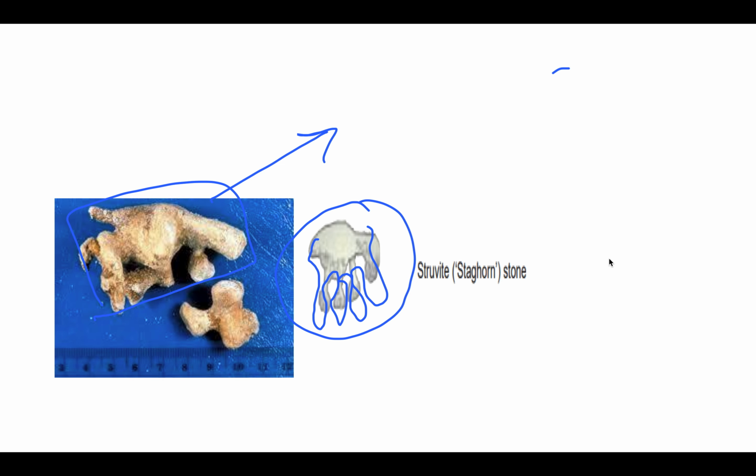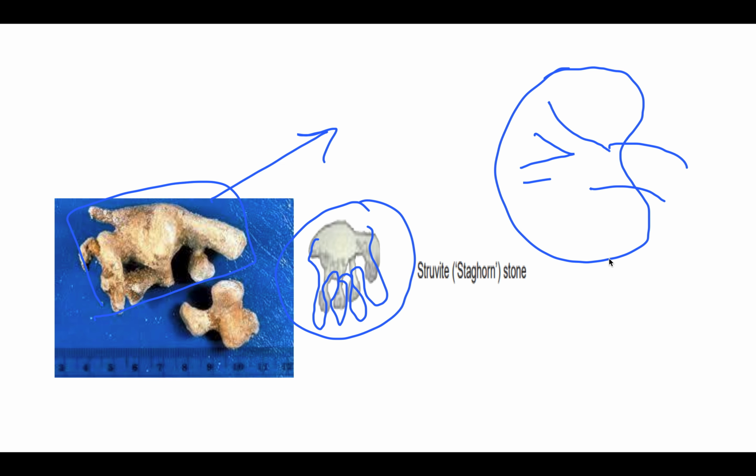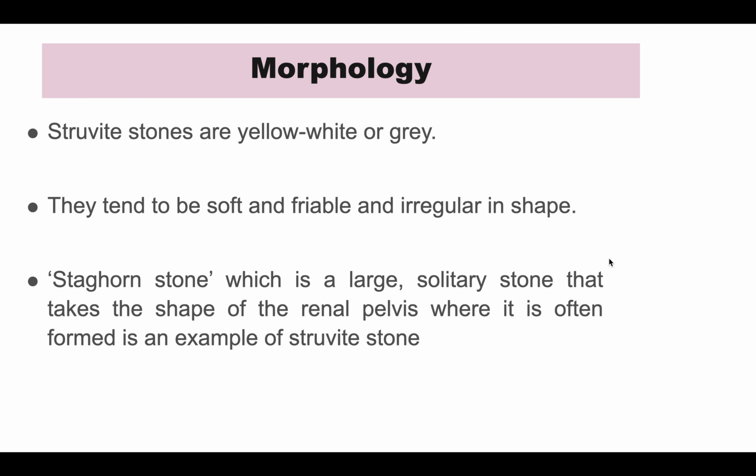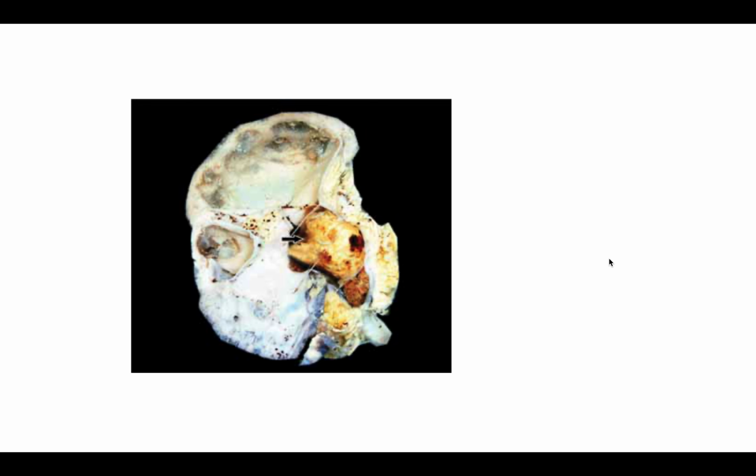Why are these stones formed? If this is your kidney, it is forming in the renal pelvis. You have calyces in the kidney. So the stone forms and grows into the calyces and therefore has a typical staghorn appearance. Morphology: they are yellow, white or grey, soft and friable. Staghorn is the name given when it takes the shape of your renal pelvis. So staghorn stones, white stone, triple phosphate stone, they are all the same. You can see a stone lodged over here. This is the white stone.